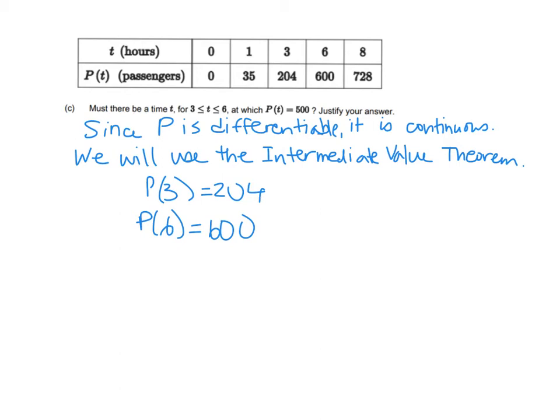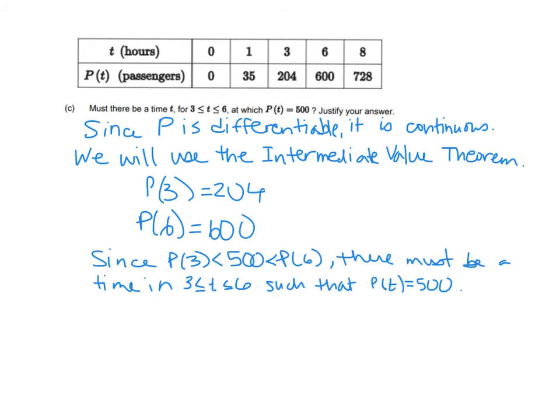Since 500 is between those two values, we know that at some point the function needs to hit 500. So this is my answer for the question. I'll draw you a picture in just a second. So first point you get by mentioning continuity. The second point of the problem you get by using the intermediate value theorem.